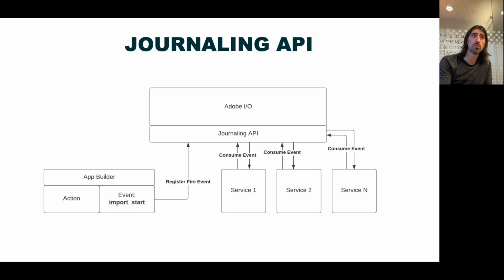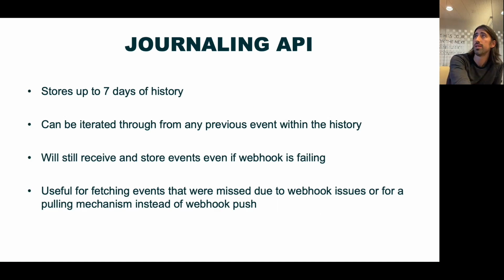In this kind of example of webhooks, you need to register every event and register every webhook. Here you can, let's say, not do it if you just want to read from the API of events. And yeah, it stores history up to 7 days. So in the last 7 days, you know when and what has been called. You can iterate through every event in the history. You still have an event even if the webhook or whatever is failing.